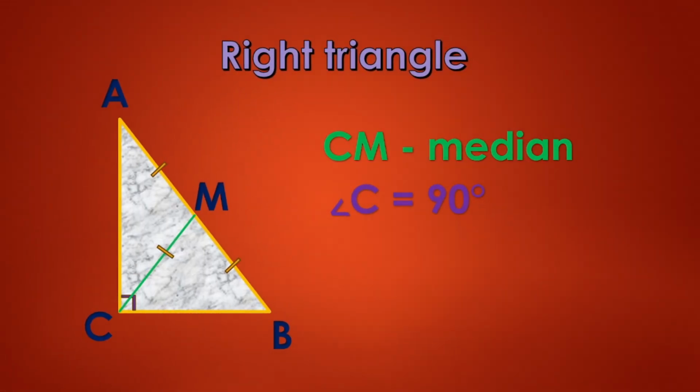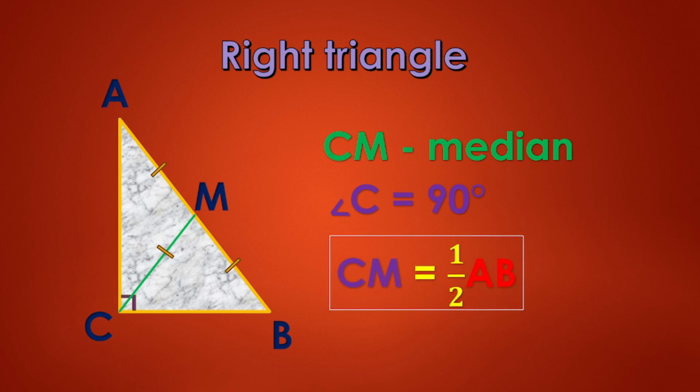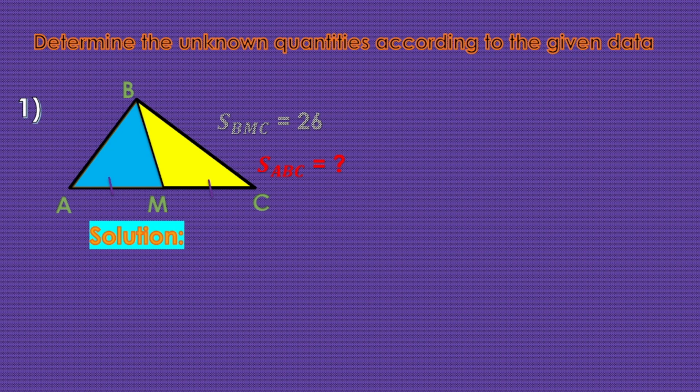You may also need to know about the median of a right triangle drawn from a right angle, which is equal to half the hypotenuse. That is, if we have CM as median, angle C equals 90 degrees, then CM equals 1/2 times AB. Now we move to our problems. Let's determine the unknown quantities from the given data.